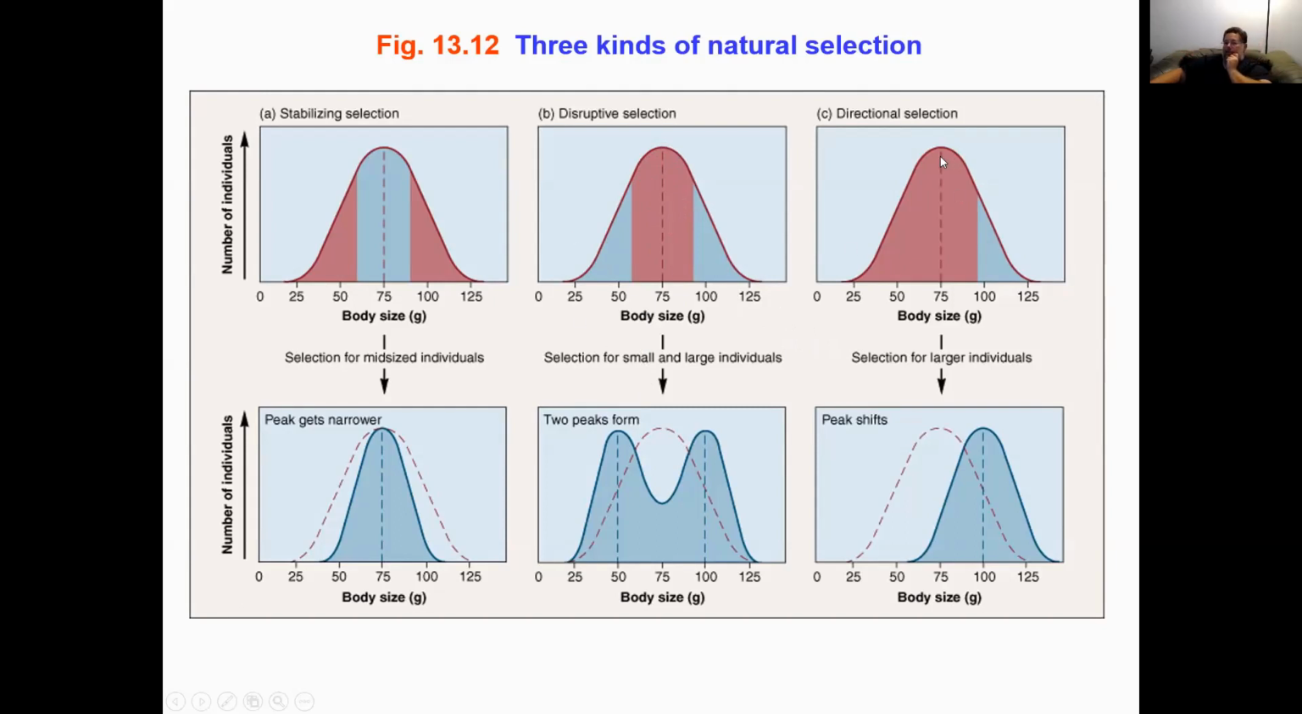And then we have directional selection. In this case, one extreme is being selected, either really tall, or you could have it going the other way, that's not shown here, really short. Those would be examples of directional selection. So these are the 3 different kinds of natural selection.